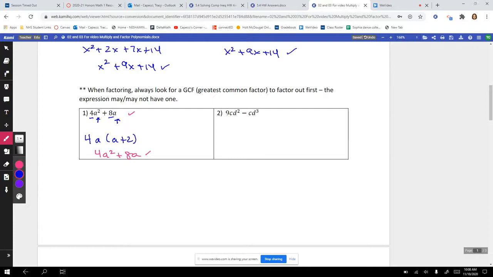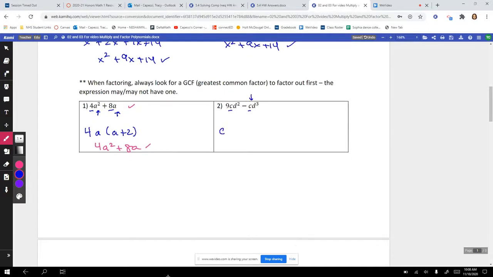Okay, we'll do the same thing for number 2. Now, again, I have a 9 there, but I don't have a 9 in my second expression, so I can't factor out a number there. I just have to look at my variables. I do have a c, so I'll pull that out. And I do have a d to the second, d to the third. So d to the second is going to be my highest.